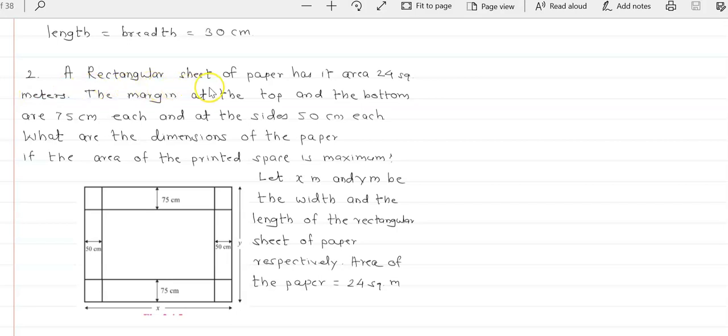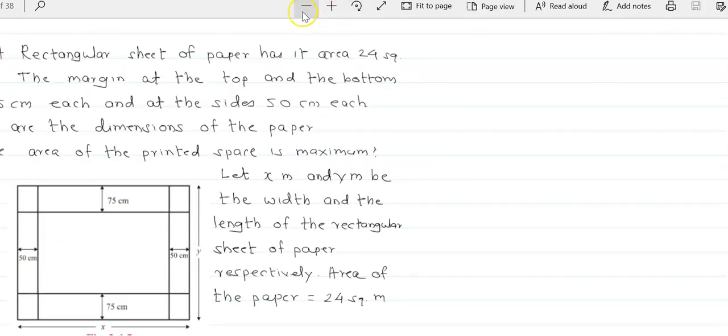A rectangular sheet of paper has its area 24 square meters. The margins at the top and the bottom are 75 centimeters each, and at the sides 50 centimeters each. That is the top and the bottom, that's 75, and the sides are 50 centimeters each. What are the dimensions of the paper if the area of the printed space is a maximum? This will be required, that is the maximum.